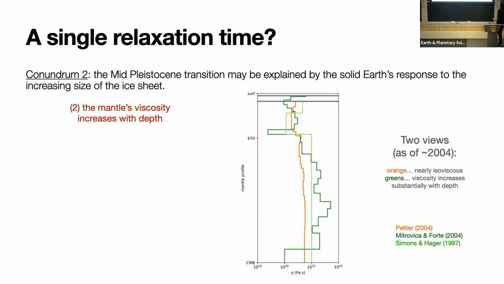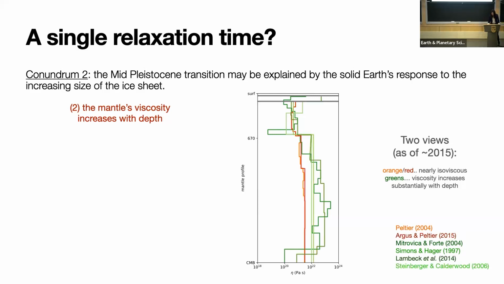And that was that some people thought the mantle was near isoviscous. And so what I'm showing you here is the surface down to the core mantle boundary. So this is basically the mantle. And on the x-axis is viscosity. And this is 10 to the 18, sorry, it's really small, to 10 to the 24 Pascal seconds. So this is orders of magnitude in variation. And there are the green profiles that people had inferred that show a much larger increase with depth. And so this is kind of where the two camps sat.